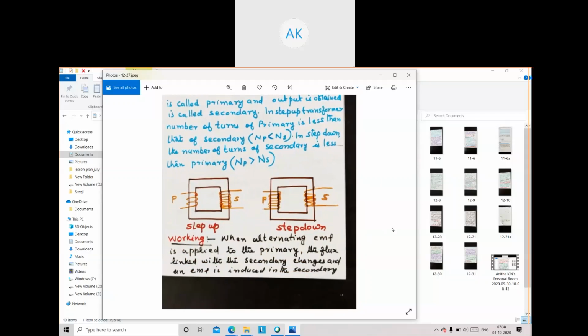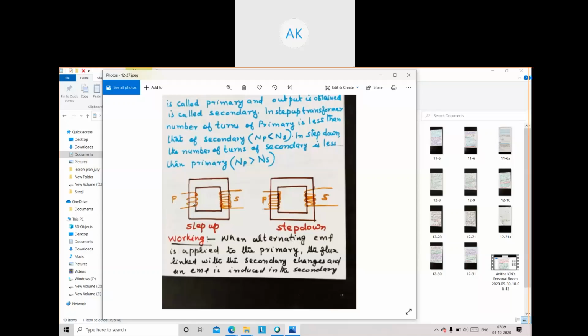Then, working. The alternating EMF is applied to the primary, and the flux is linked with the secondary. We know phi is directly proportional to I. When a varying EMF is applied, the current is varying, so the flux is varying. That varying flux will be linked with the secondary. That is why alternating EMF is applied in the primary.